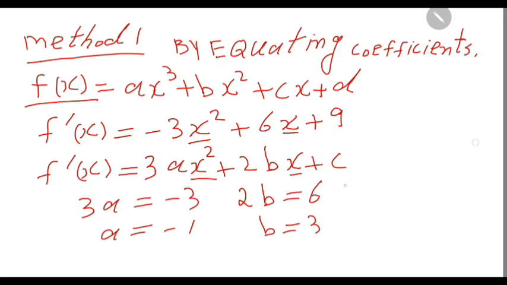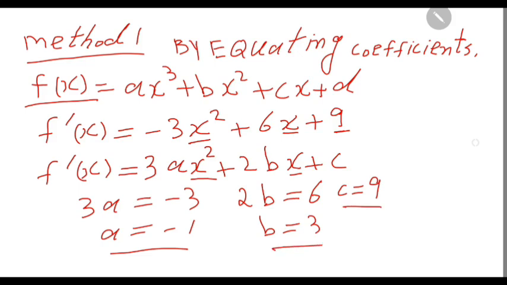Now the constant c is going to be equal to 9, because the coefficient of x is 2b, which I equated with the coefficient of x here, equal to 6. Now c is the constant and here the constant is 9, so c is equal to 9. Therefore we got the values of a, b and c.